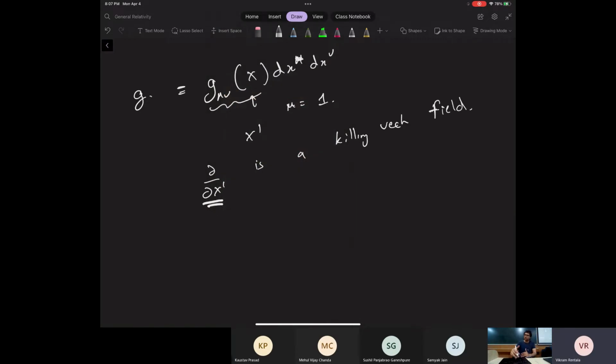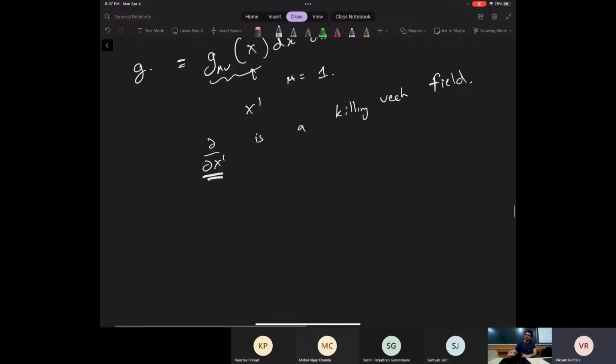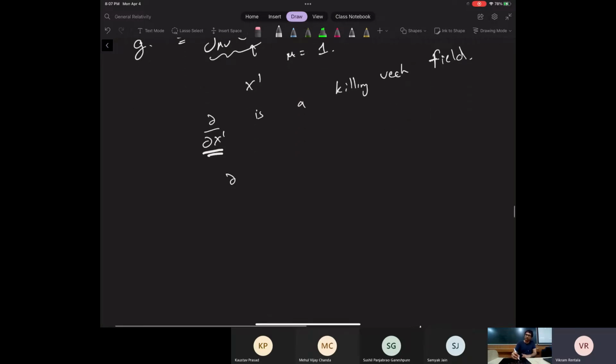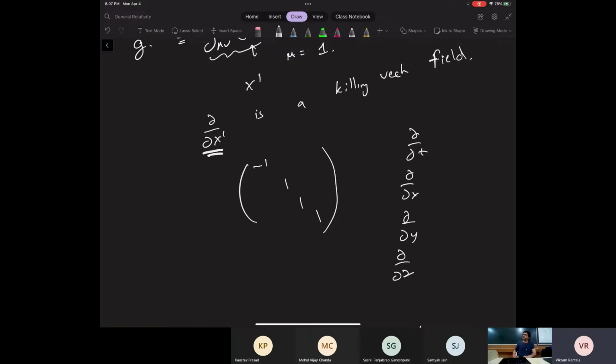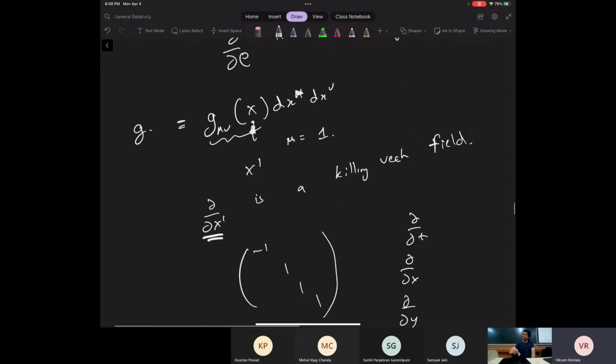I won't show this. It's quite easy to show. But for example, our regular metric was -1, 1, 1, 1. Since the metric doesn't depend on t, x, y, z, partial t, partial x, partial y, and partial z are Killing vectors. But this doesn't give you all the Killing vectors. It only gives you some of the Killing vectors. So basically, if the metric in some coordinate basis is independent of some coordinates, then it tells you that the partial with respect to that coordinate is a Killing vector field.